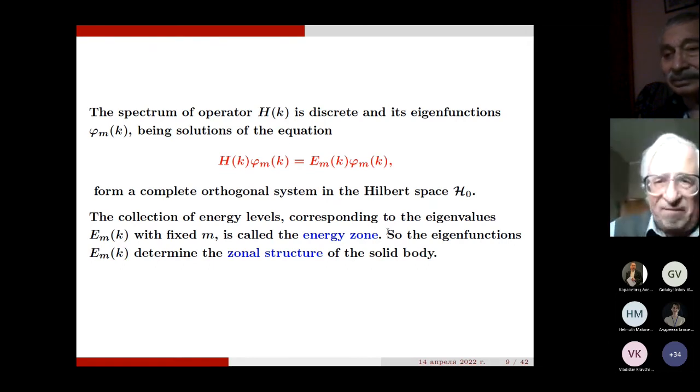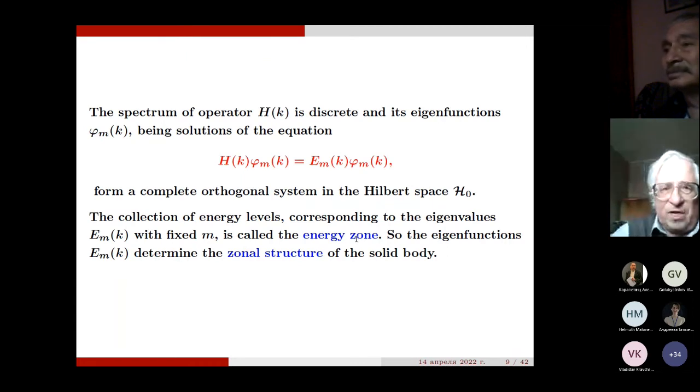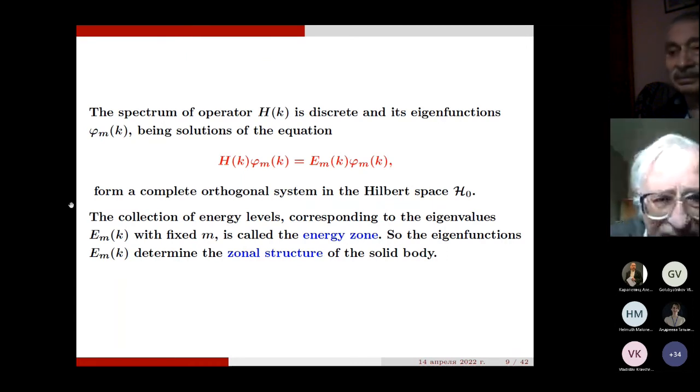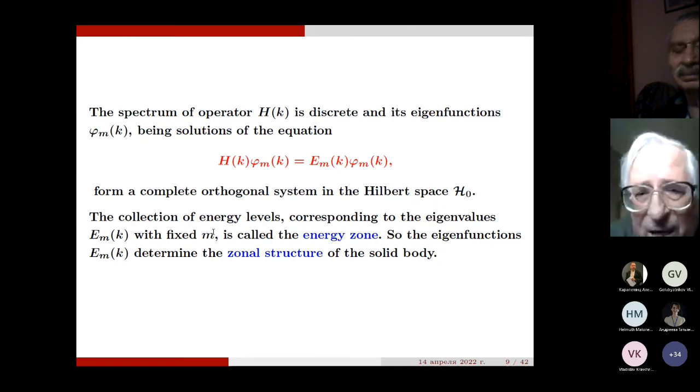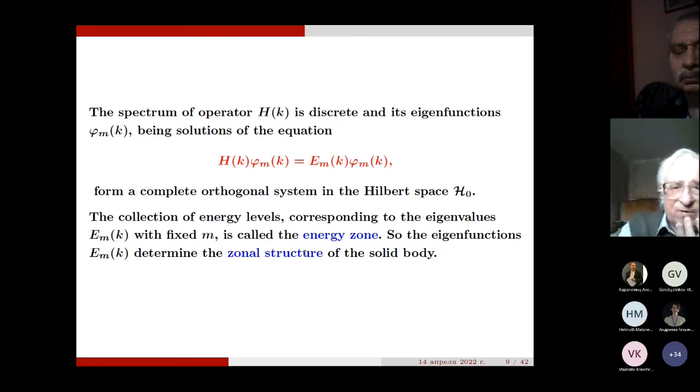Now, what is the physical interpretation of this? The collection of energy levels which correspond to the eigenvalues E_m of k with fixed m, depending only on k, is called the energy zone. So the energy zone is the zone of these energy levels with fixed m. These eigenvalues E_m of k in fact determine the zonal structure of the solid body. And this is the main problem of Bloch theory: to study this zonal structure.